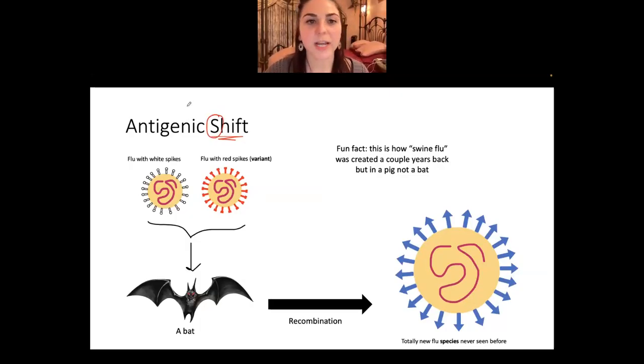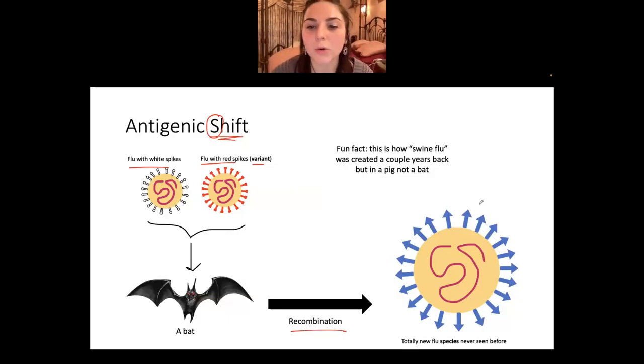So with antigenic shift, let's say we have flu virus 1 that has white spikes, enters a bat or some sort of animal with flu virus with red spikes. So this would be like a variant of the white spike one. So we have two different types of viruses entering a bat. Then they undergo what's known as a recombination event. So it's not mutations, it's recombination. The DNA is literally changing between these two viruses.